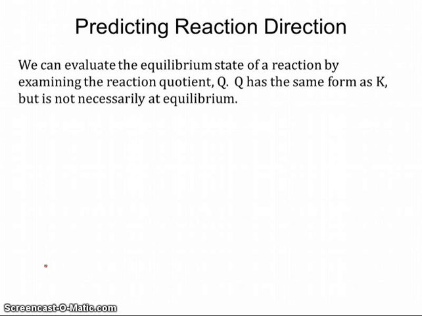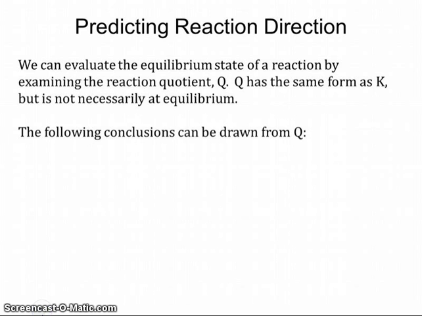If we know K, we can then make comparisons between Q and K and decide on the state of the system. When looking at Q versus K, the following things can be known. If Q happens to be equal to K, then we are already at equilibrium. We've reached a free energy minimum. All reaction rates are proceeding forward and backward at the same rate.